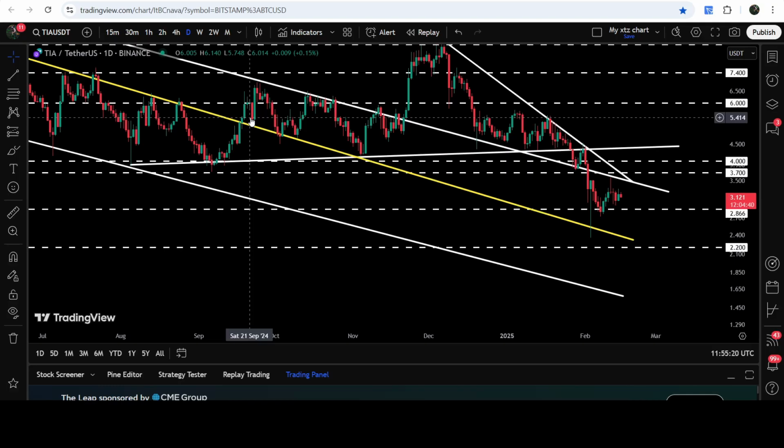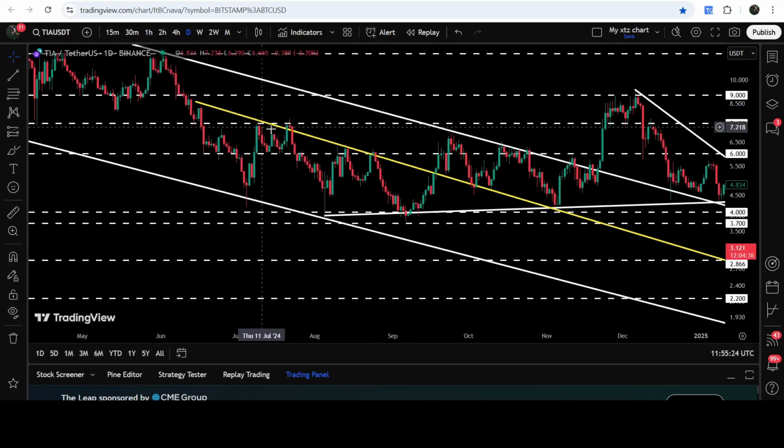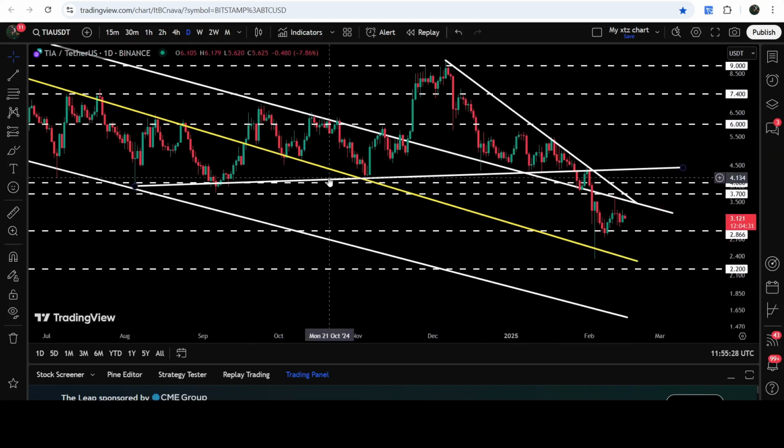It was working as a support here on 21st of September 2024. Before that, it had been acting as a very strong resistance for several days or weeks. And after the breakout, it flipped into a nice support. We had several bounces here. And recently, you can see that we had a slightly long spike beyond this support, but the price could not break it down and recovered back.